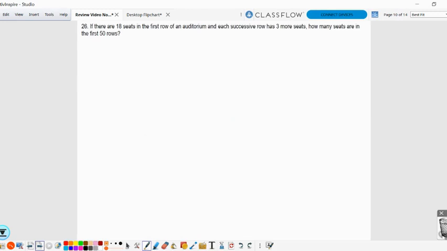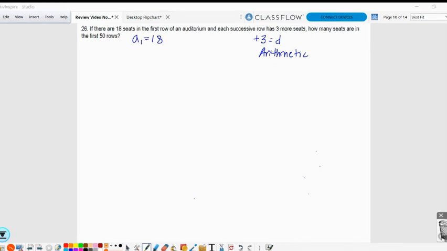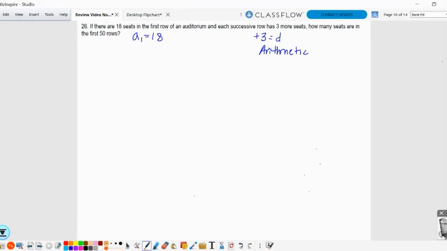In number 26, 18 seats in the first row of an auditorium. Each successive row has 3 more seats. So we're adding 3. That would be our common difference. So we know we're dealing with something arithmetic. We have 18 seats in the first row. Go ahead and label that. And we are looking to see how many seats are in the first 50 rows. So we want to add up all of those 50 rows.